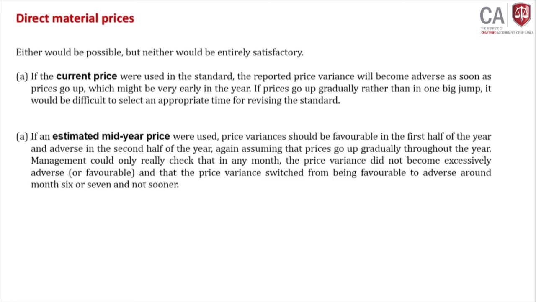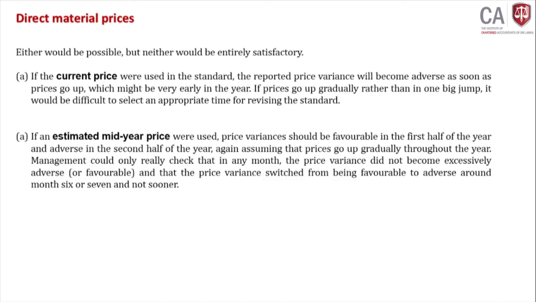Both are possible. If you use the current price as the standard, the reported price variance becomes adverse soon, because you know there is a price increment. If you set the standard as 10, then actual will definitely be higher, so you have an adverse variance. Then estimate the mid-year price: 20% increase from 10 makes 12, but we put mid-year 11. When we put 11, what happens? In the first half of the year you will have favorable variation, whereas in the balance of the year you have unfavorable variation.